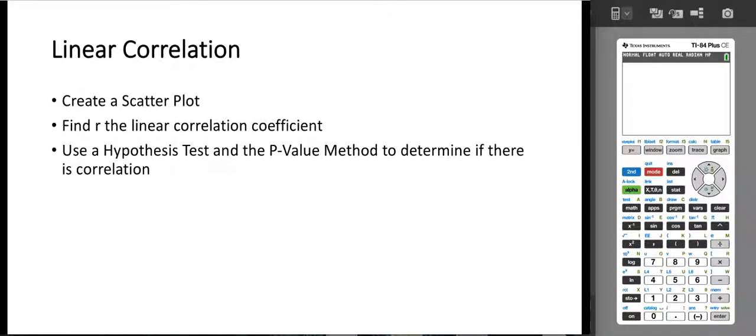So we're going to look at an example. One of the things I want to do is teach you how to create a scatter plot. You see a lot of questions in the homework on this section that ask you for a scatter plot, so I want to show you that. We're going to find R, the linear correlation coefficient, and we're going to use a hypothesis test and the p-value method to determine if there is correlation.